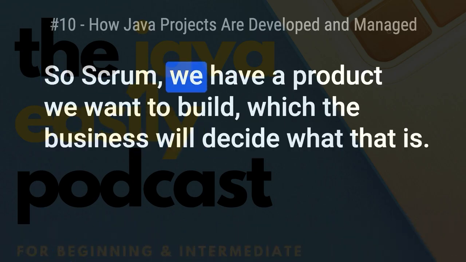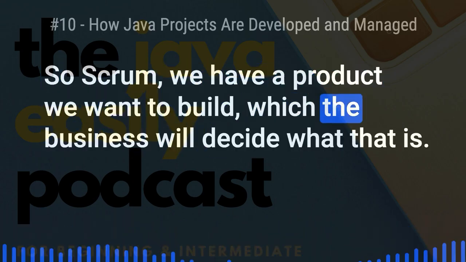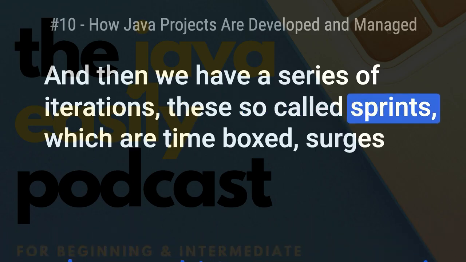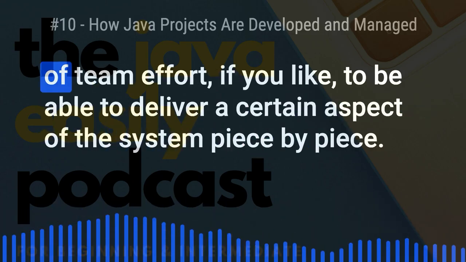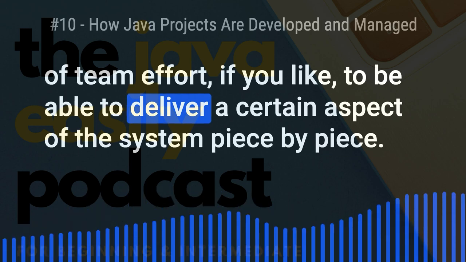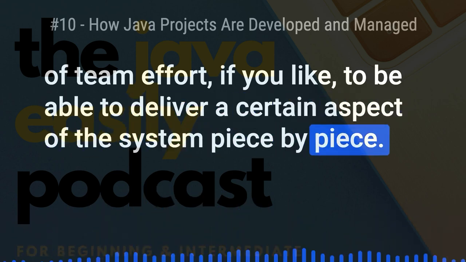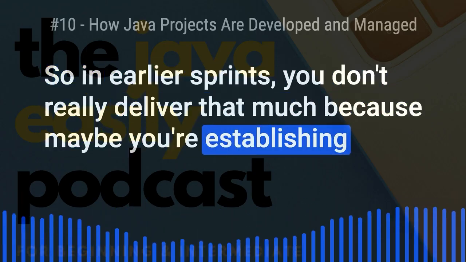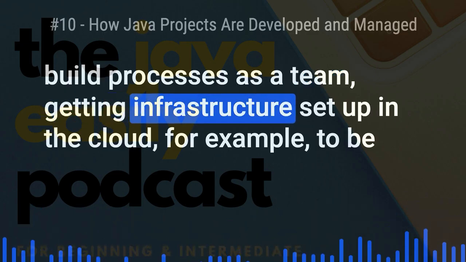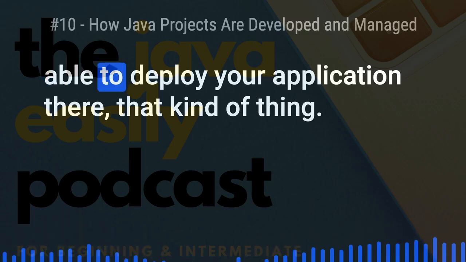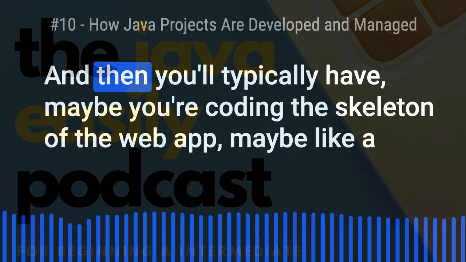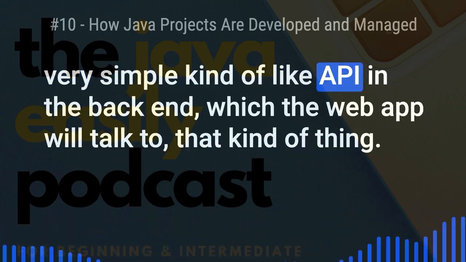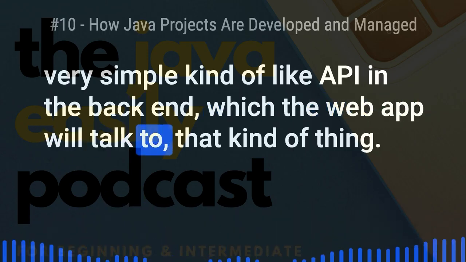So with Scrum, we have a product we want to build, which the business will decide what that is, and then we have a series of iterations, these so-called sprints, which are time-boxed surges of team effort, to be able to deliver a certain aspect of the system piece by piece. So in earlier sprints, you don't really deliver that much, because maybe you're establishing build processes as a team, getting infrastructure set up in the cloud, for example, to be able to deploy your application there, that kind of thing. And then maybe you're coding the skeleton of the web app, maybe a very simple API in the back end, which the web app will talk to, that kind of thing.